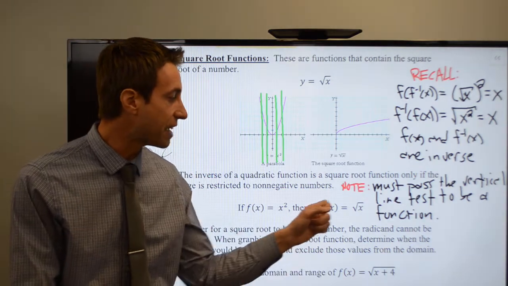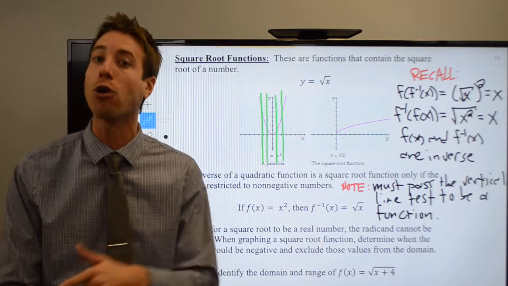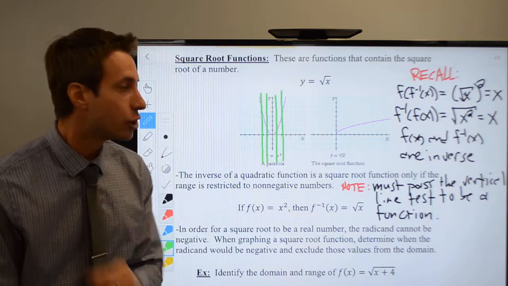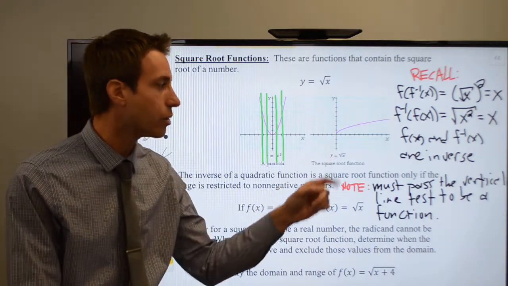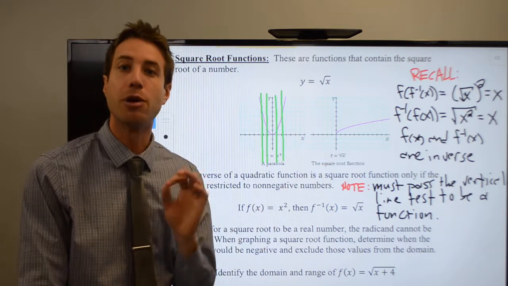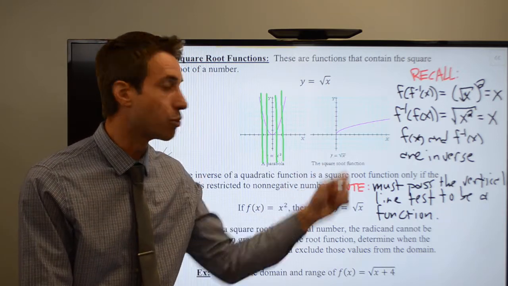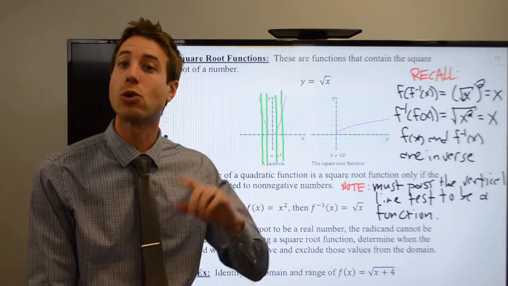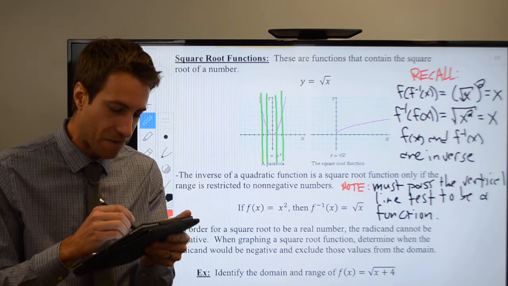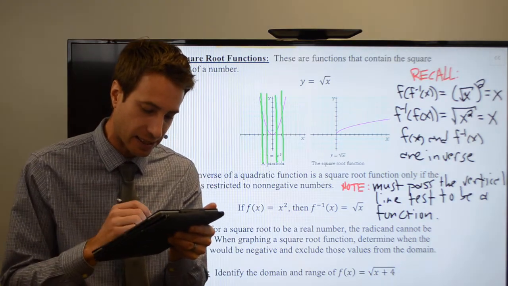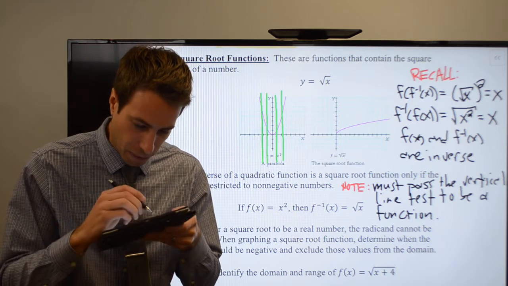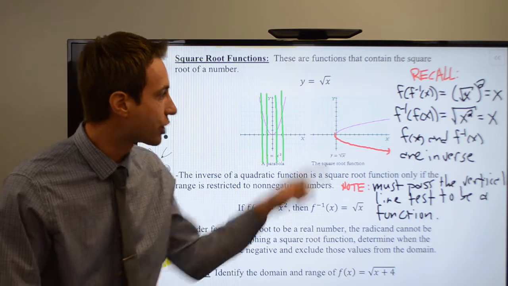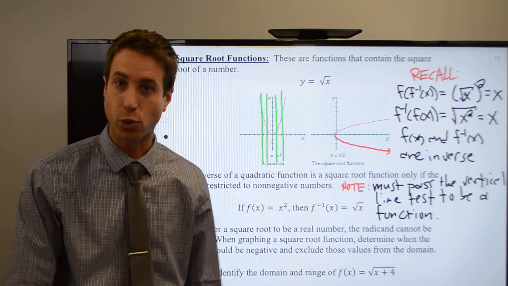Well, in order for f inverse of x to be a function, I also need the square root of x to pass the vertical line test. So what I've done is I've graphed y equals the positive square root of x. Please keep in mind, if I had done plus or minus the square root of x, that graph would actually look like this. It would have this little part right down here, the negative part running in that direction, right?